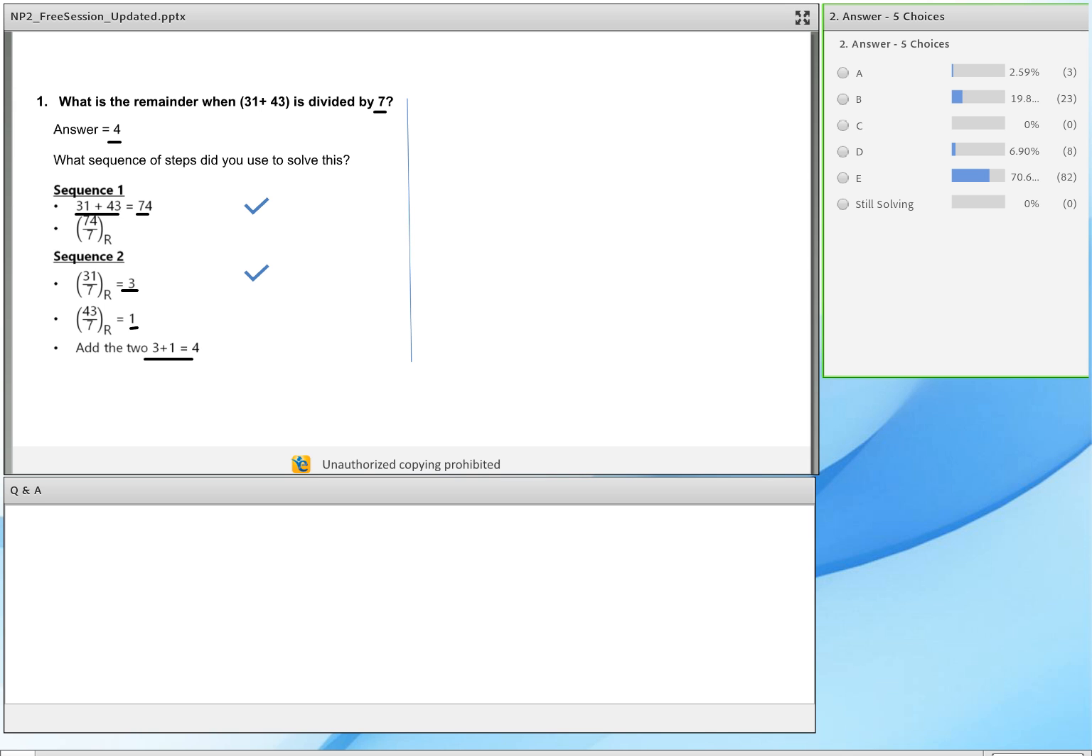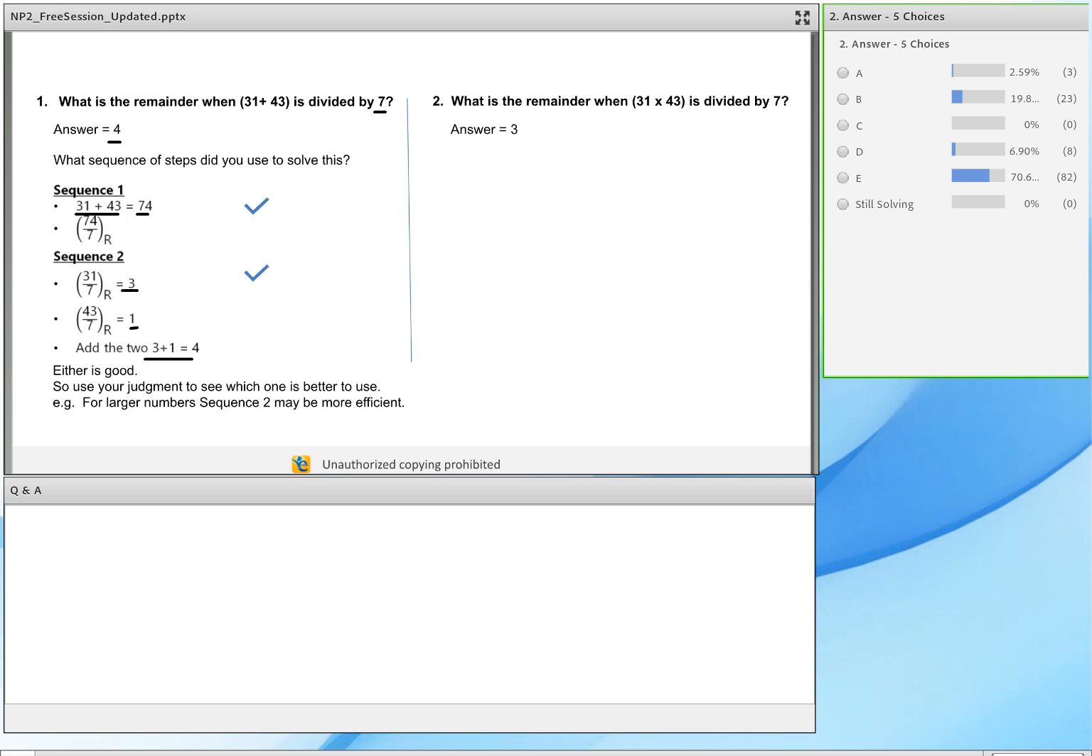Now, what if we had to multiply these numbers? What if the question were, what is the remainder when you multiply 31 and 43 and then divide by 7? And the answer to that, if you were to quickly do this, is 3. Now, how do we go about doing this? There are two ways of doing it. One is you multiply the two numbers. So you multiply 31 times 43 and you get 1333. You divide that by 7. When you do the math, you get the answer as 3. And the math seems long, it's difficult to do this.